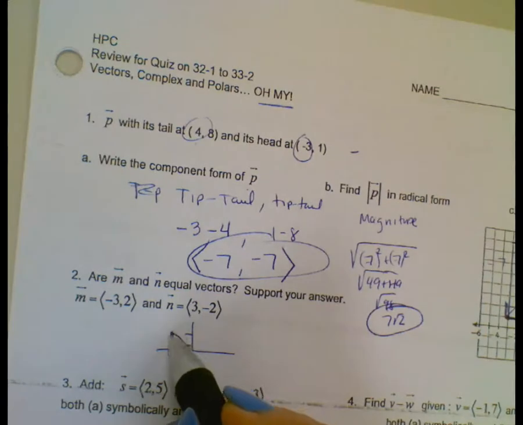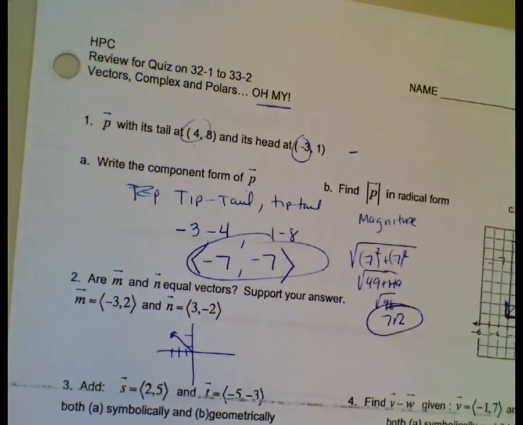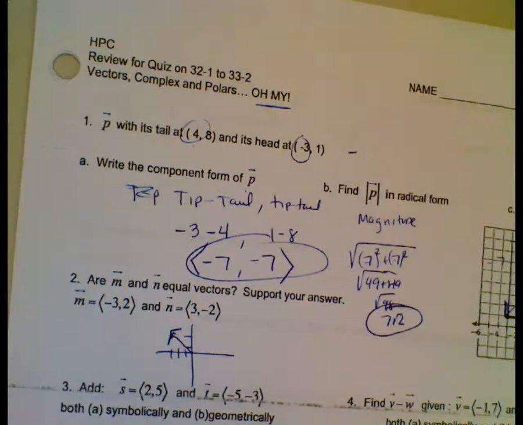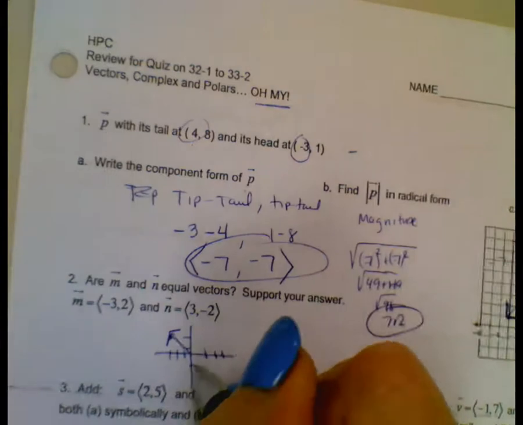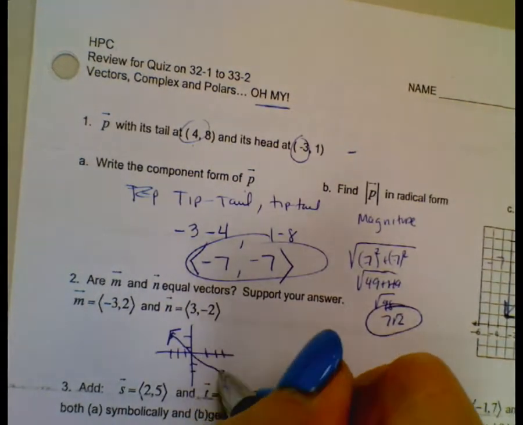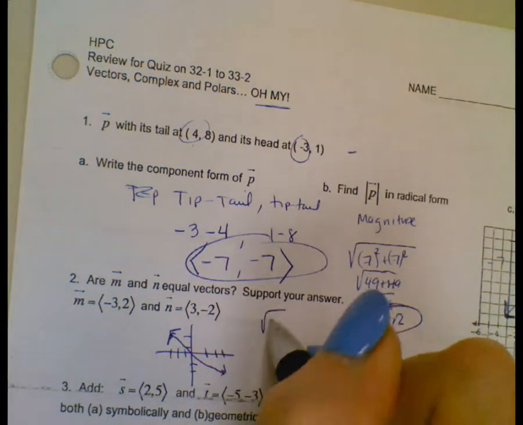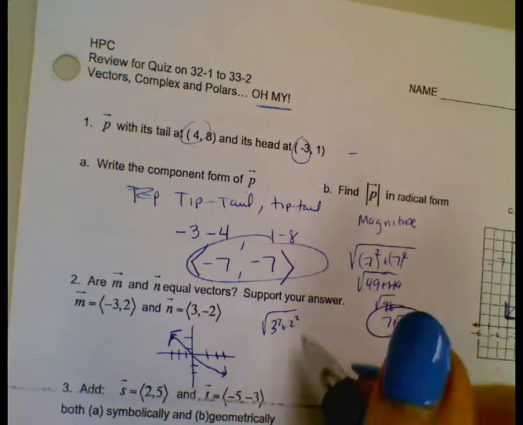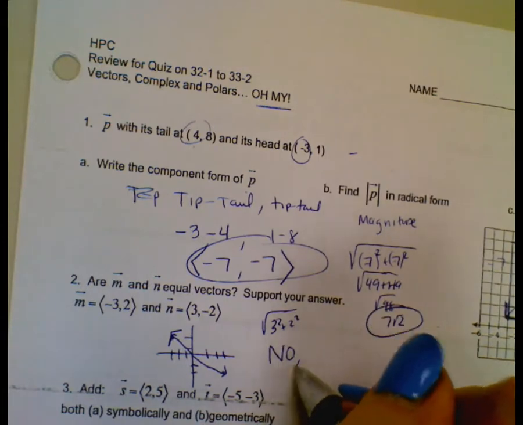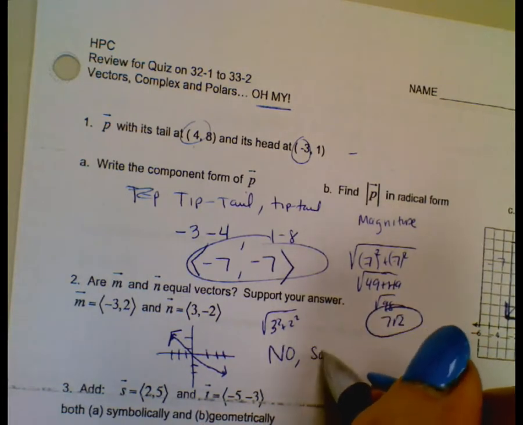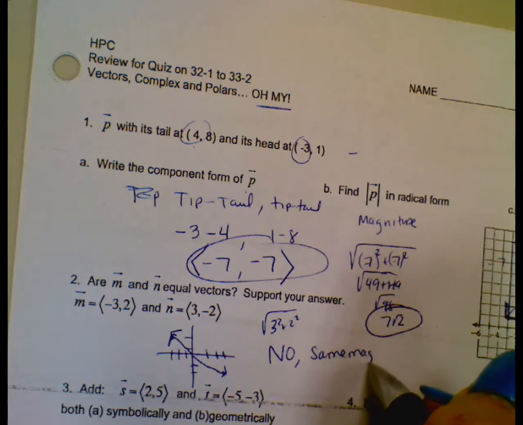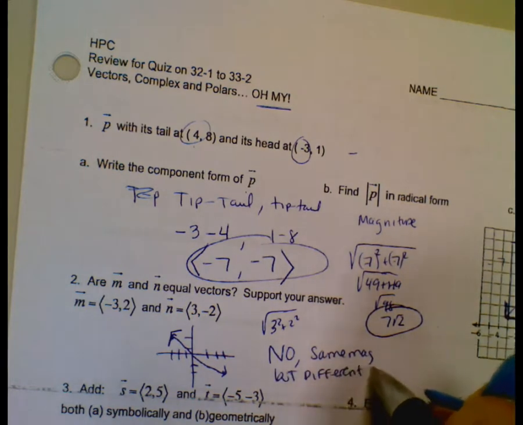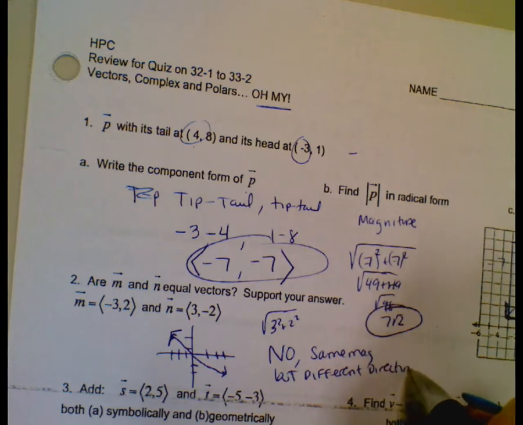Now m and n: vector m, so -3, 2 is right here. It's got horizontal and vertical components, -3, 2. It is going north of west. The other one is going to be down here. It has the same magnitude, like if you did 3 squared and 2 squared, but it doesn't have the same direction. So this answer is no. Same magnitude, but different direction.